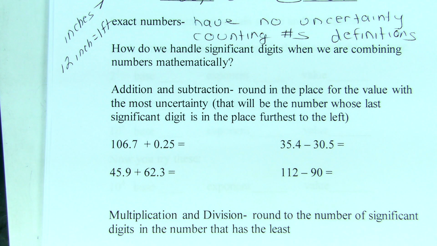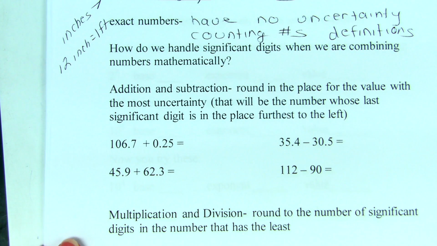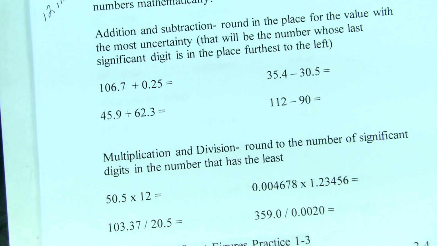It's just like in the metric system that we're going to be using, there are exactly 100 centimeters in a meter. There's not maybe 98 centimeters or 103 centimeters. It's exactly 100. So because those are exact numbers, they have no uncertainty, and we don't have to worry about them as far as significant digits.